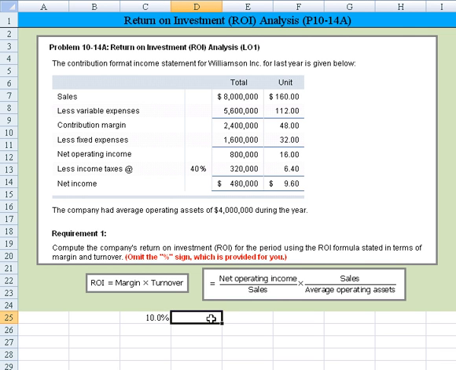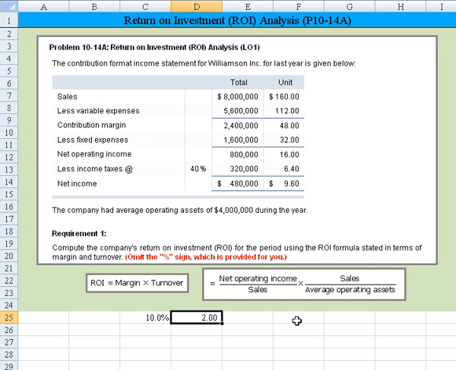The second term is the turnover, and the turnover is equal to the 8 million divided by average operating assets, which they give you right above my mouse there, of $4 million. Okay, so that, and we'll take that to 2 decimal places, is equal to 2.